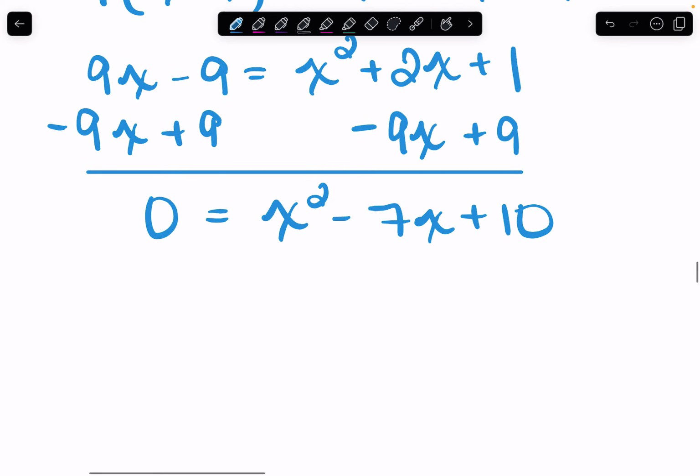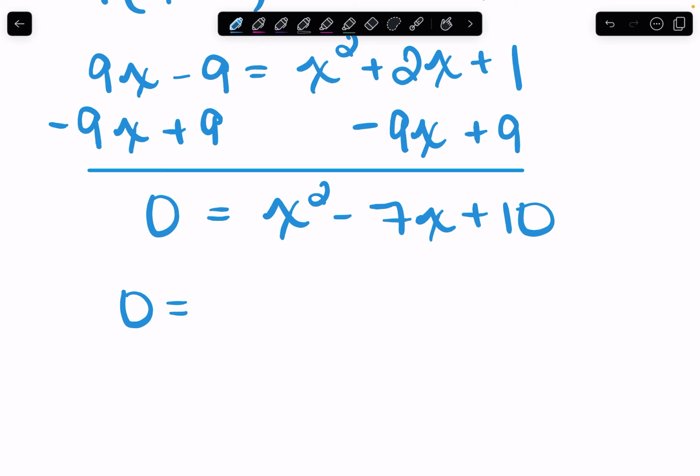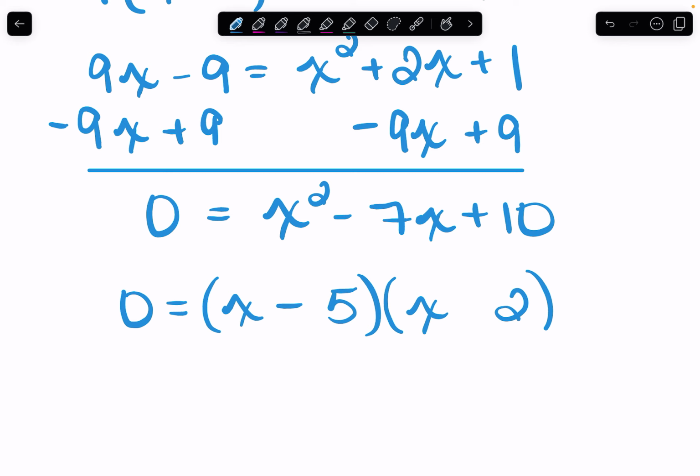All right, factoring. Leading coefficient's a 1, so double bubble it. Multiply to positive 10, but add to -7. So multiplying to a positive 10, that's 5 and 2. To get to -7, a double negative. Remember, a double negative is a positive.